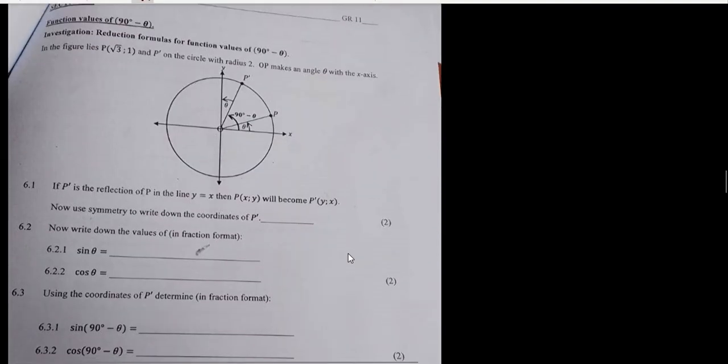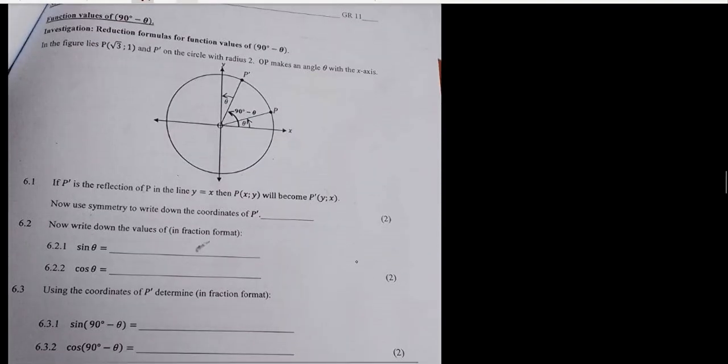We are done with that one. Let's continue. So now they've given us this and point P. They are saying if P prime is the reflection of P in the line y equals x, then I need you guys to pay attention on this one. Then P of x, y will become this one.